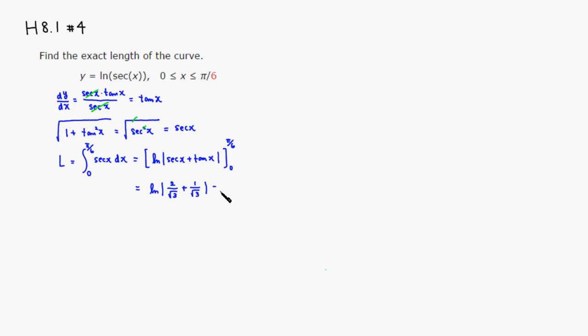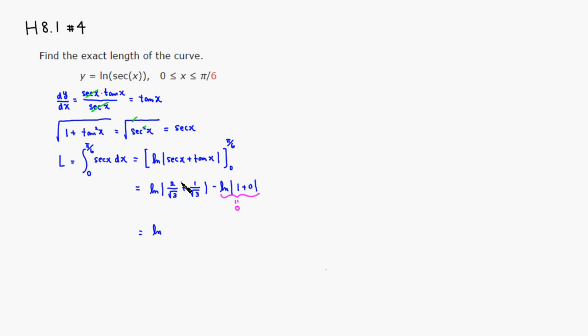Minus the natural log of secant of 0. Cosine of 0 is 1. The reciprocal of that is still 1. And tangent of 0 is 0. Right? So we have these guys. This is actually 0 since it's the natural log of 1. Then what we get is just the natural log of, right?